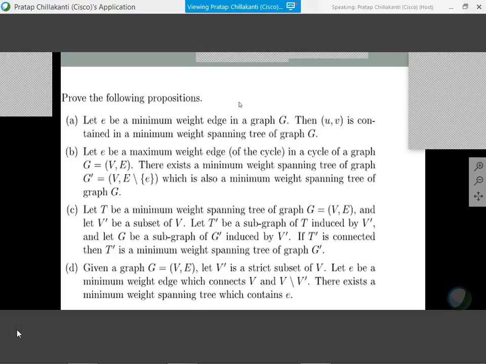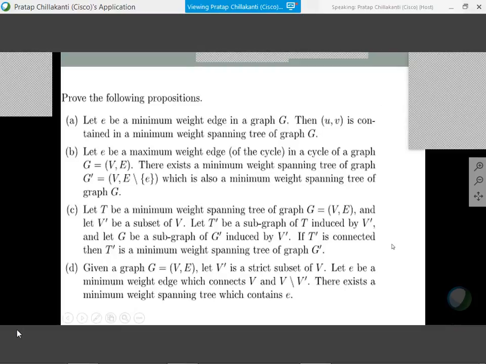These are the type of exercises that are given when you're talking about graphs. Let's take a look at one of them. What does it say? Let E be a minimum weight edge in a graph G. You have to prove these propositions. Then UV is contained in a minimum weight spanning tree of graph G. So how do you prove that? Similarly, B, C, D.